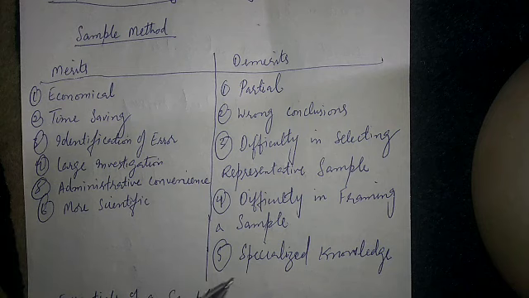And the fifth one is specialized knowledge. Sampling involves a set of technical procedures. One must have the technical knowledge of choosing a representative sample from the universe. Persons who are well versed with all the techniques of sampling are not easily available.